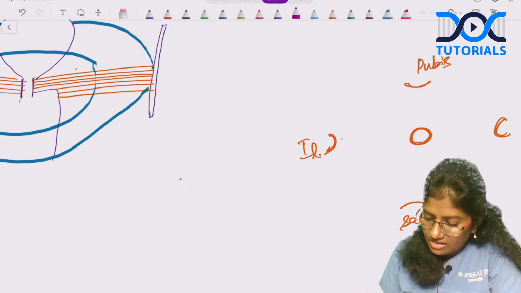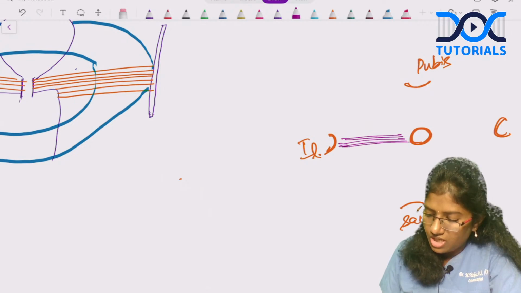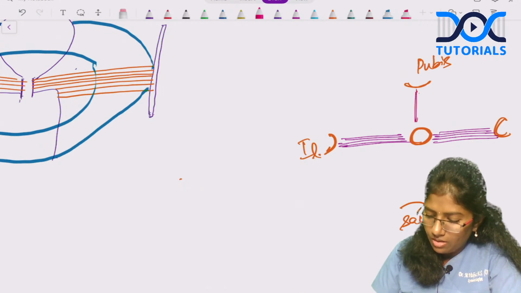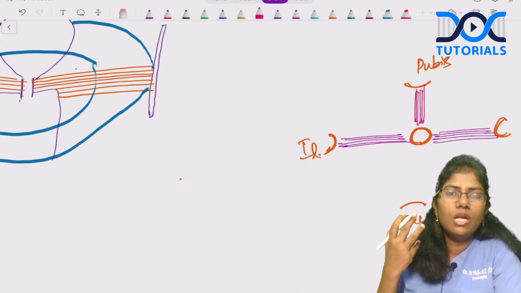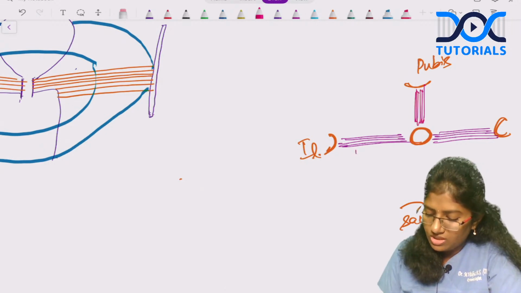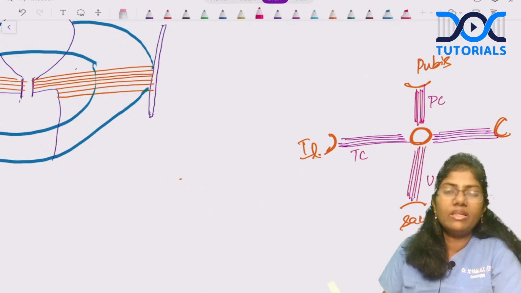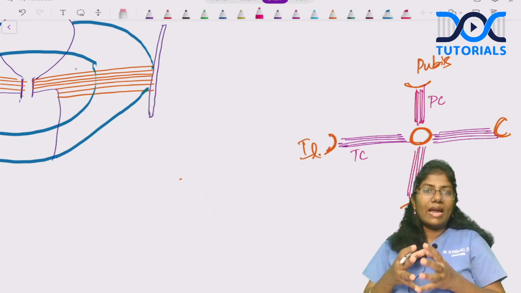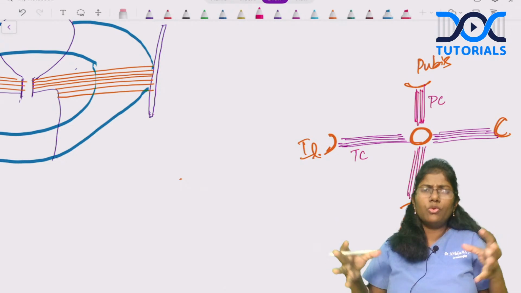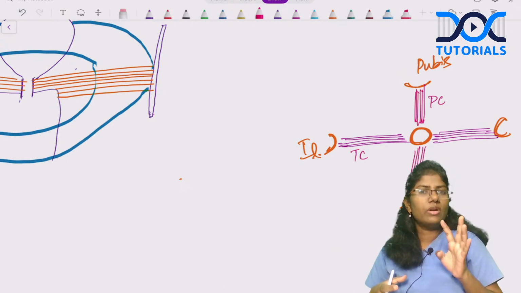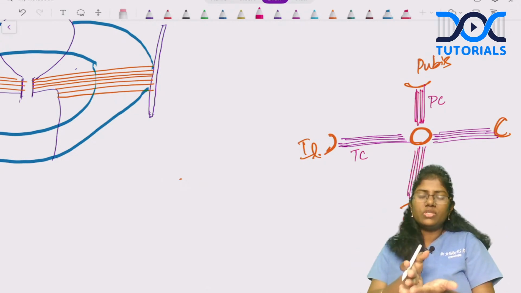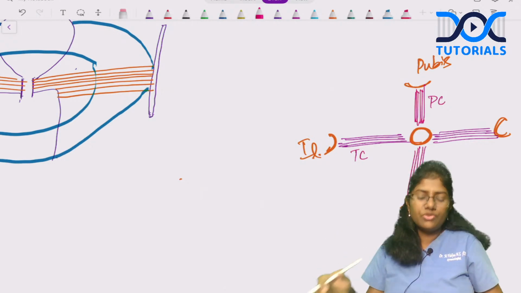Let's say this is the transverse cervical ligament. Let's say this is the ligament which connects the cervix to the pubis, that is pubocervical ligament. And let's say this is the uterosacral ligament, the ligament that connects the cervix to the sacrum. So the cervix is anchored to bony structures all around by means of 4 ligaments: 2 transverse cervical, 1 uterosacral and 1 pubocervical. It's just like anchoring the cervix to the bony structures all around.